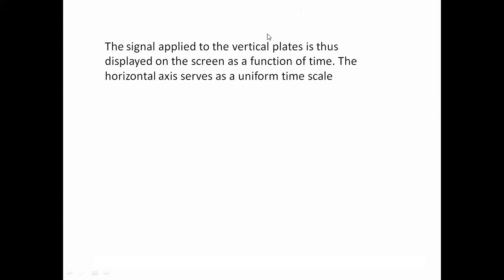The signal which is applied to the vertical plates is thus displayed on the screen as a function of time. The horizontal axis serves as a uniform time scale. The vertical deflection plate voltage produces the amplitude of the applied signal, whereas the horizontal axis acts as a uniform time scale.